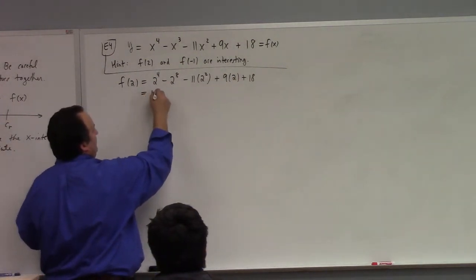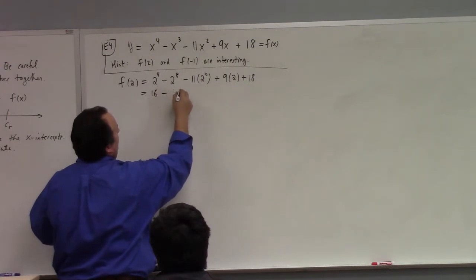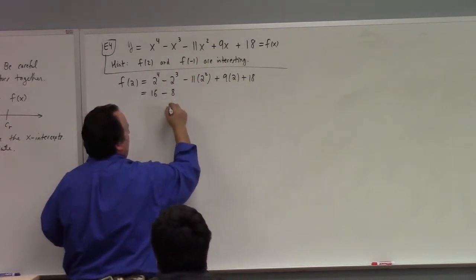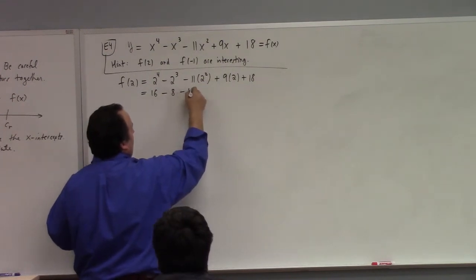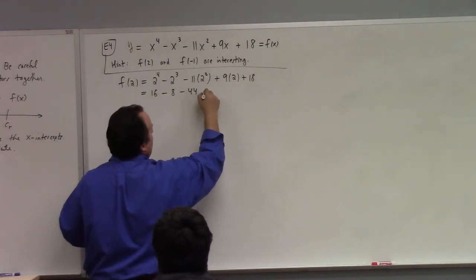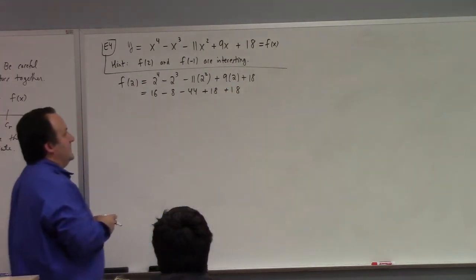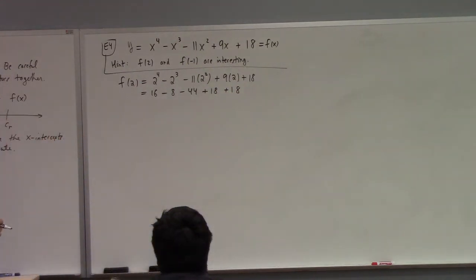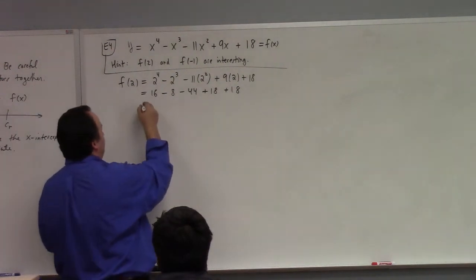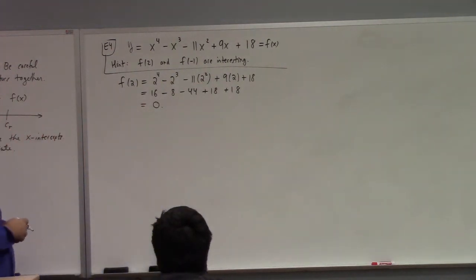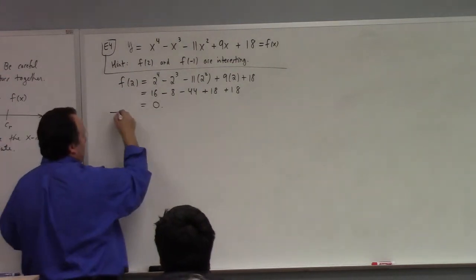Let me write that out. That's 16 minus, excuse me, 2 to the third. Yeah, thank you. That was 8, minus 8. Minus 44. Plus 18. What you got there? You got yourself 36, 46, 52, 52 minus 52. I believe you got 0. What is f of minus 1?